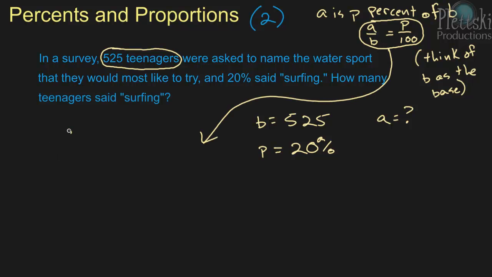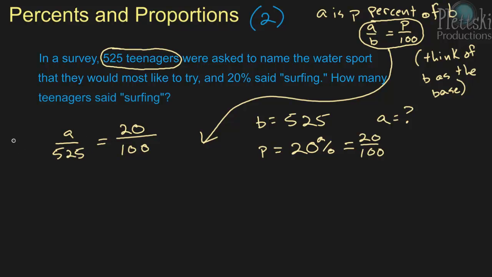So A over B, which is 525, equals P, which is 20. And we're not going to write the percent because we're going to write it as over 100. Remember, 20% is the same thing as 20 over 100. So A over 525 equals 20 over 100. And then all we have to do is solve for A.